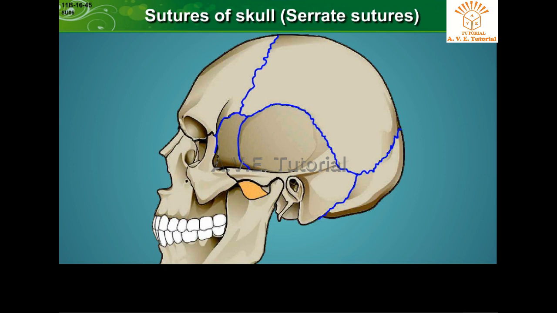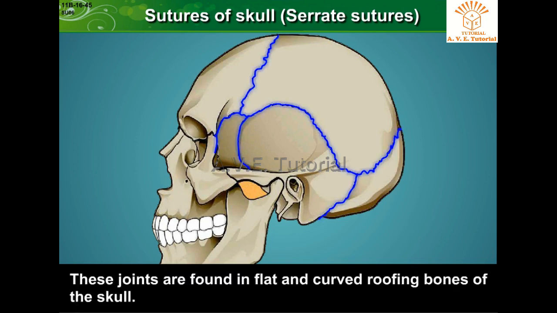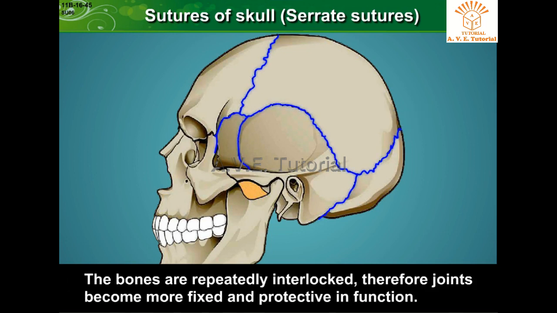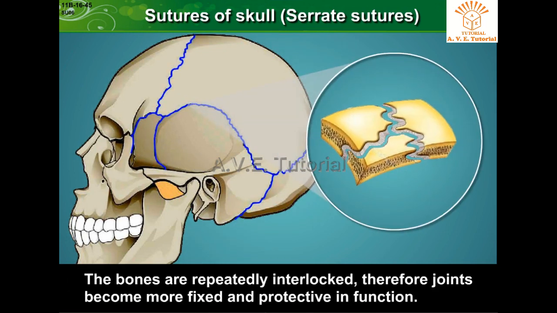A. Sutures of skull. Serrate sutures. These joints are found in the flat and curved roofing bones of the skull. These joints are also called serrate joints because articulating surfaces of the bones show serrated margins. The bones are repeatedly interlocked, therefore joints become more fixed and protective in function.